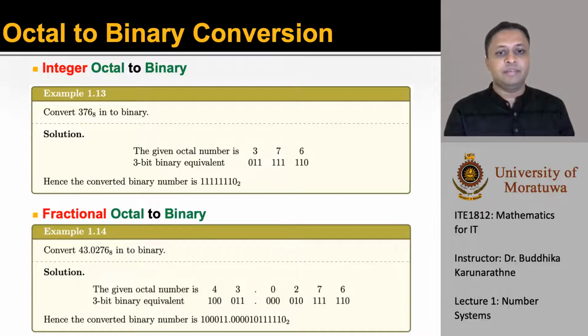And you then write the full sequence, including the integer part and the fractional part. You will get the corresponding binary number for the octal example.